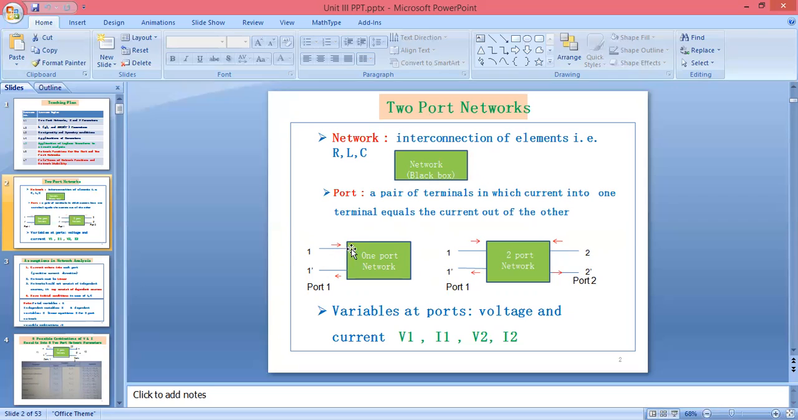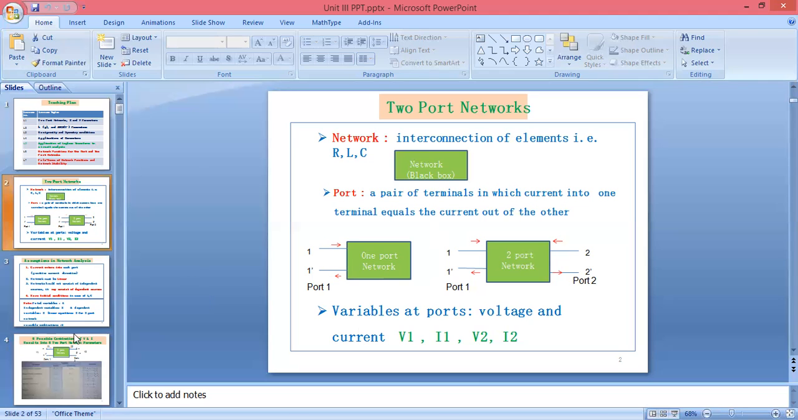When current in is equal to current out, because we are taking this current inside the network, we take it as positive, and we take the outgoing as negative. So the current out of our network will be equal to this current but in the opposite direction. We call that current I1, but it will be negative, minus I1. So a port is a pair of terminals in which the current into one terminal equals the current out of the other terminal.